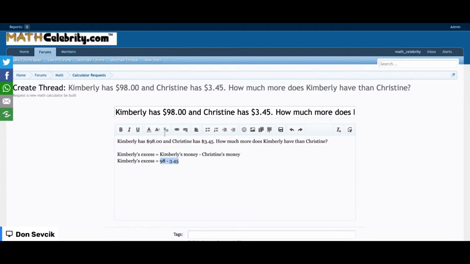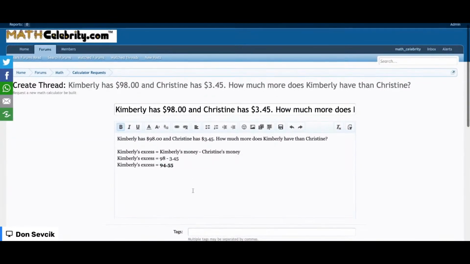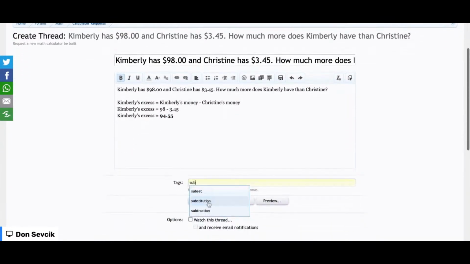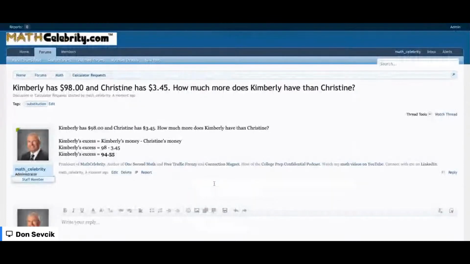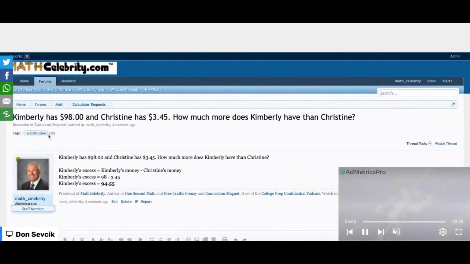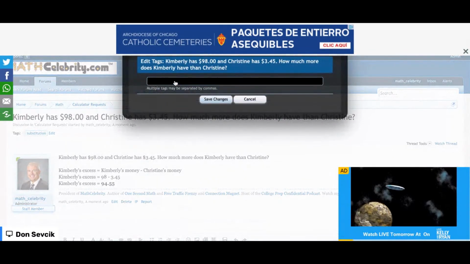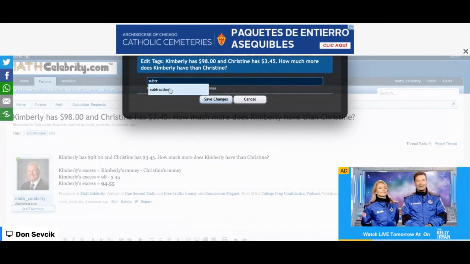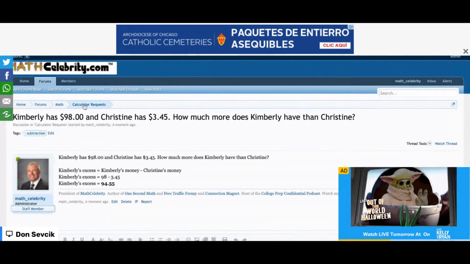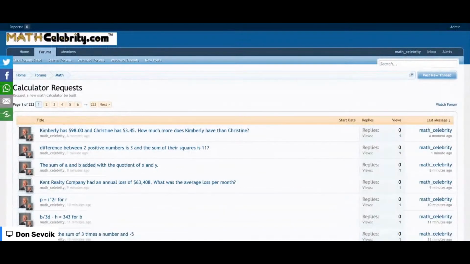I'm going off camera here real quick. 94.55. So all this is subtraction. When you hear how much more or excess, you're going to take the higher minus the lower. That's it. Do that every time. Actually, that's not substitution. Edit. Should be subtraction. There we go. Okay, all right, moving on.